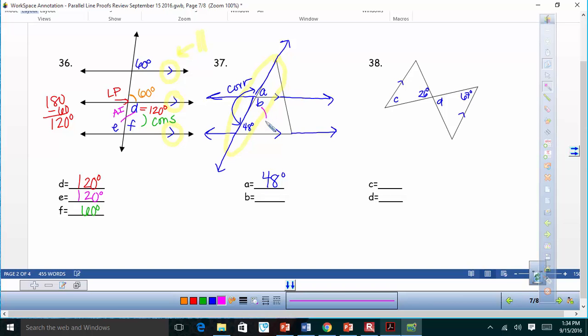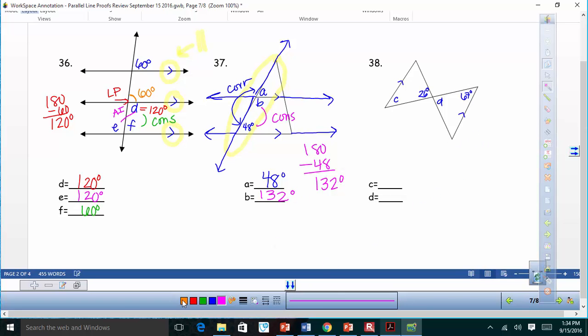Consecutive. So B and 48 are consecutive. So how would I get B? 180 minus 48, which gives me 132. Perfect. Okay. And now this one.